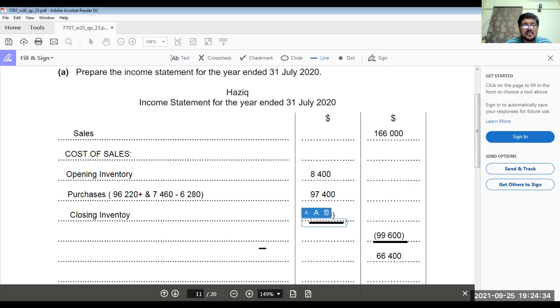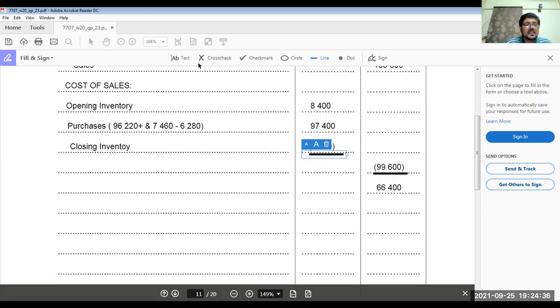Getting my point? So this is your cost of sales and this is your gross profit. Done? Okay. Now what we have to do, we have to put another heading, expenses.